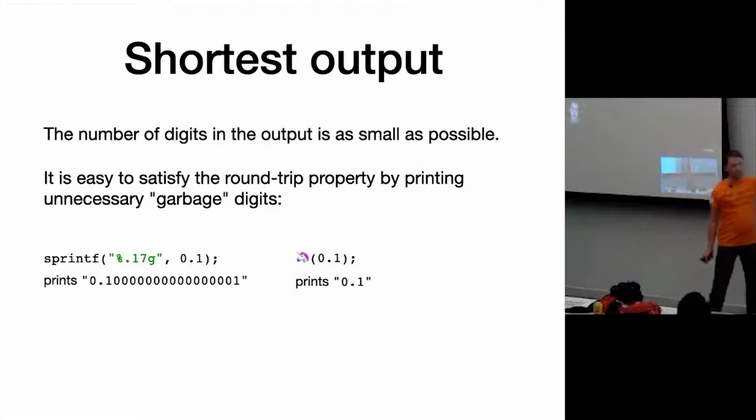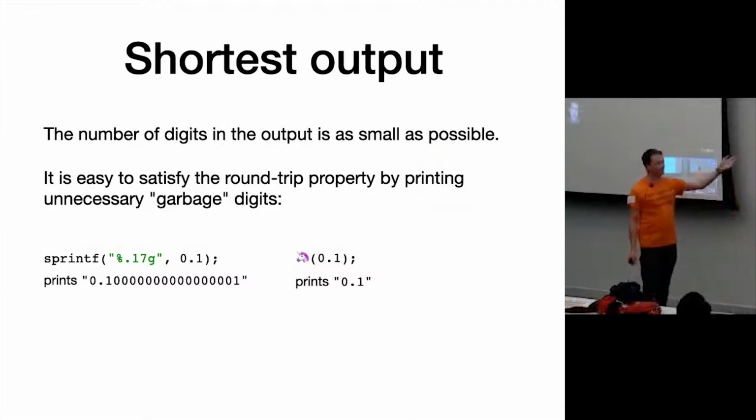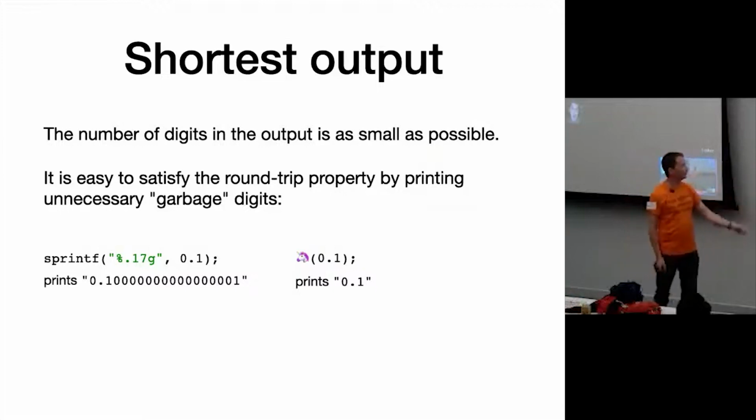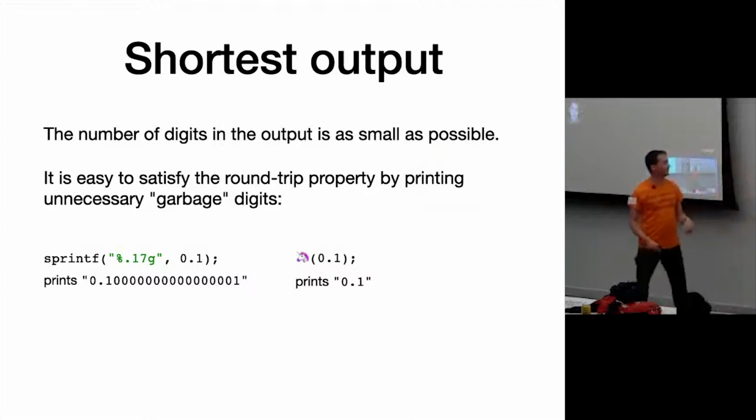So, for example, here, if we try to print 0.1, it will give you 0.10000000000000001, while in fact the same number is uniquely identified by just 0.1. So there are a lot of garbage digits here. And garbage is actually a scientific term used in the paper by Steele and White.